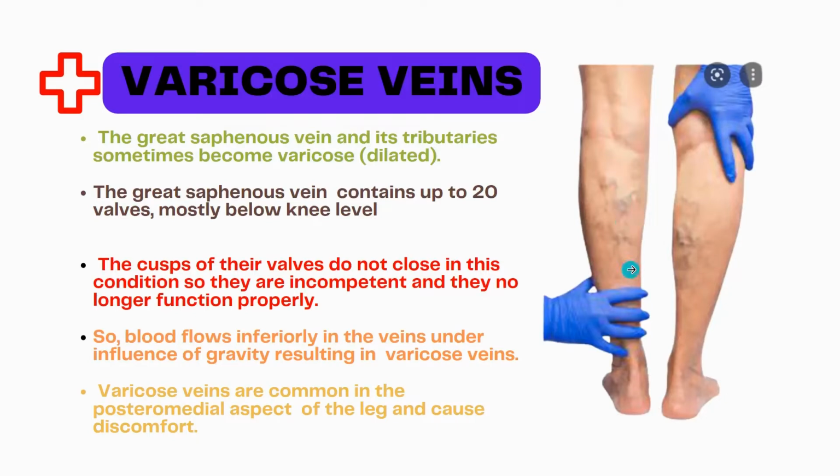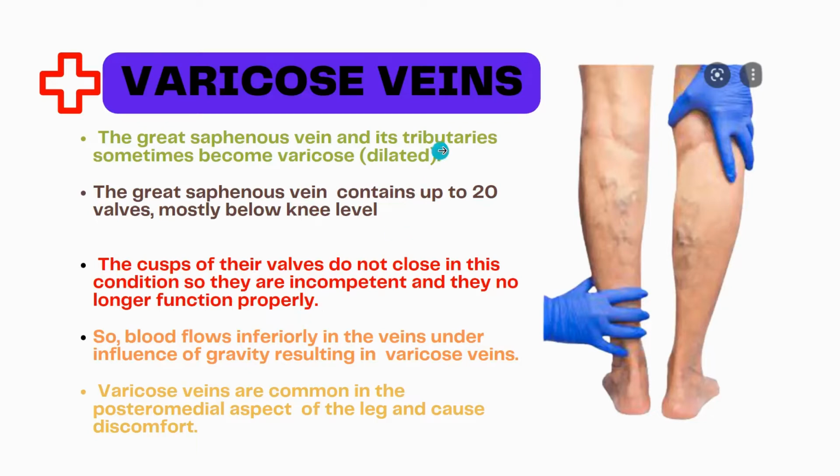Here, these are the varicosities, and they are formed due to involvement of the great saphenous vein. The great saphenous vein actually contains up to 20 valves, mostly below the level of the knee, and they have cusps. The cusps of their wall do not close in this condition. Normally, they get closed, but they do not get closed in the varicose vein. So, in this condition, they are incompetent and they no longer function properly.